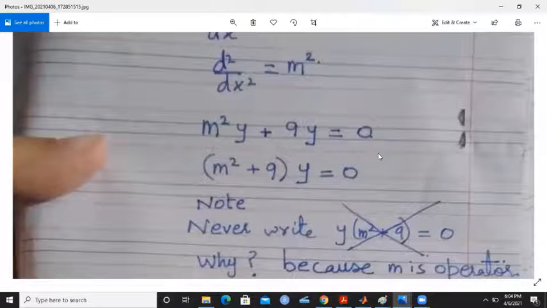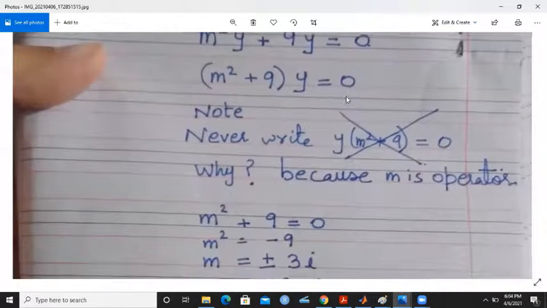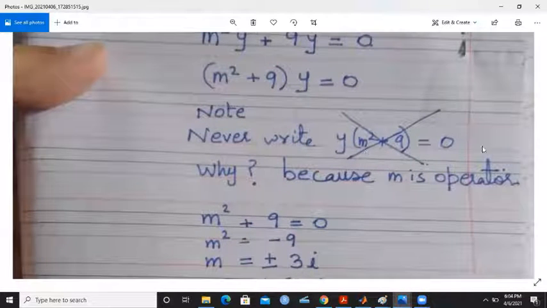I will take y common, and please always remember that I cannot write it like this. This is the wrong notation. I cannot write a y outside the brackets on the left hand side. I will have to write it on the right hand side. Now I'm saying that m square plus 9 is the operator on y. In this case, I'm not saying that. So this is the wrong way of taking y common. Okay, so this is the right way. Remember this, please, for the exams.